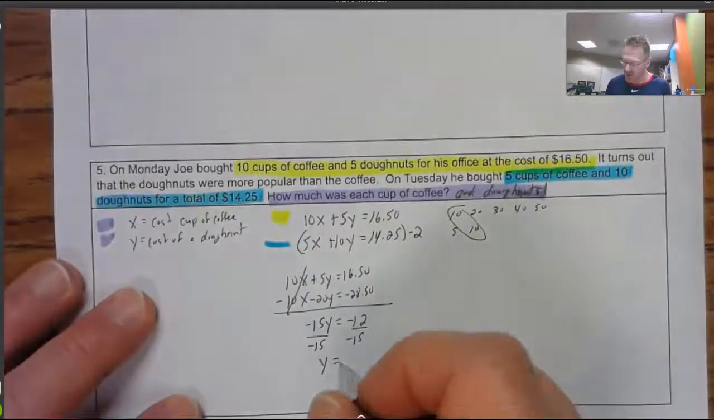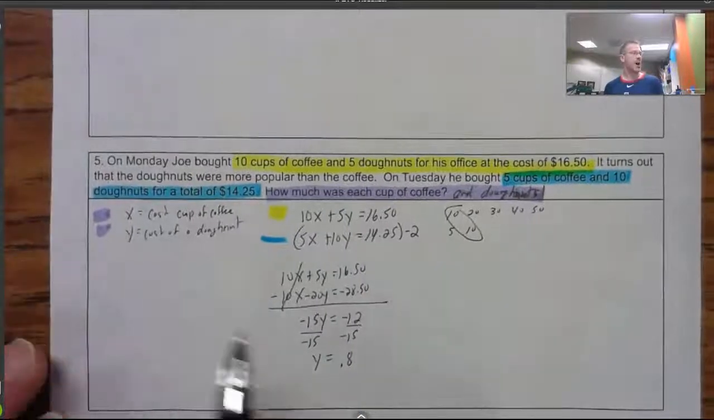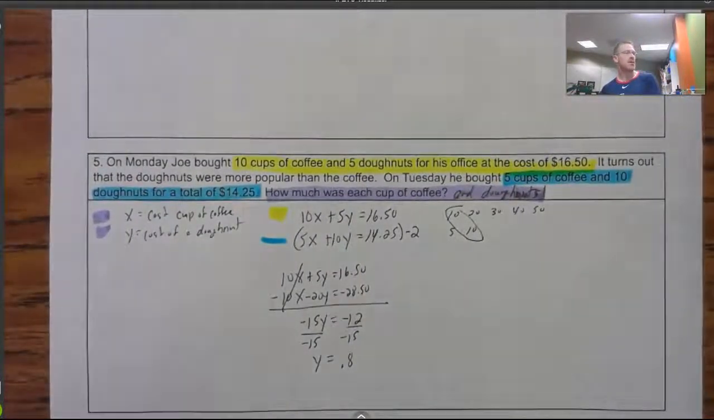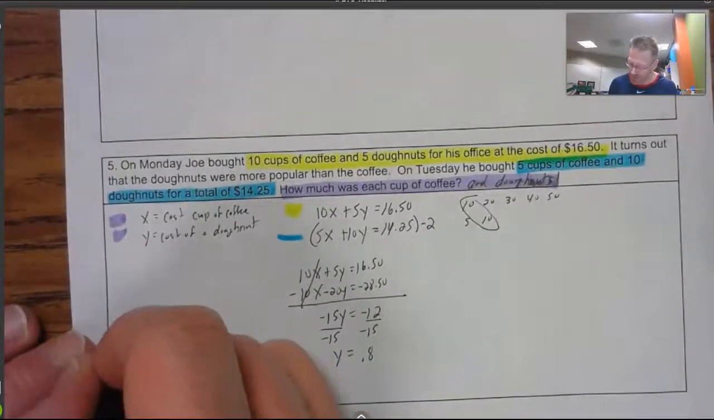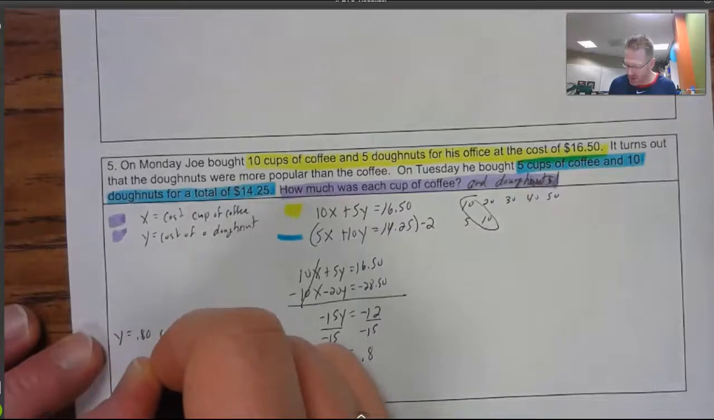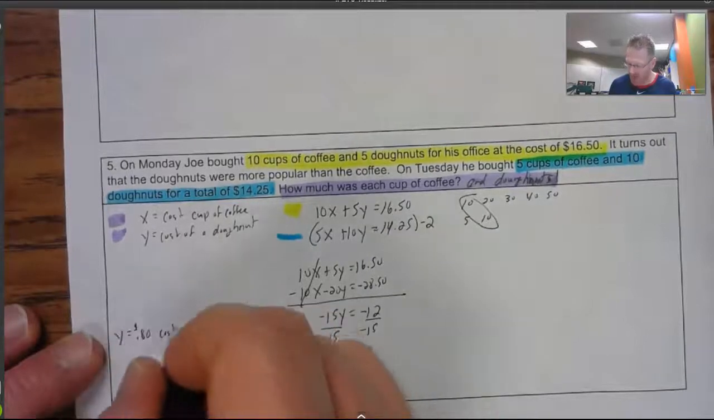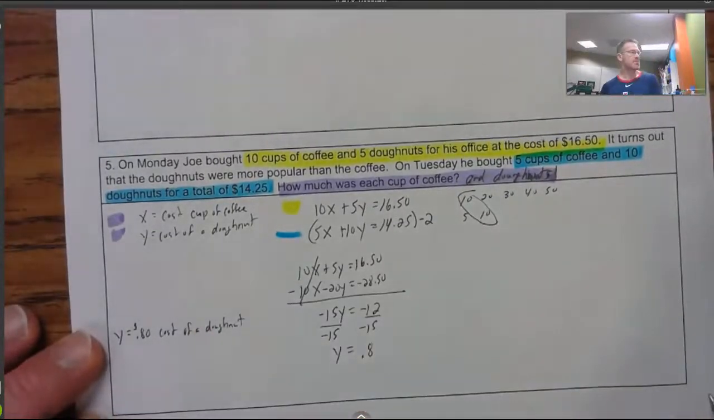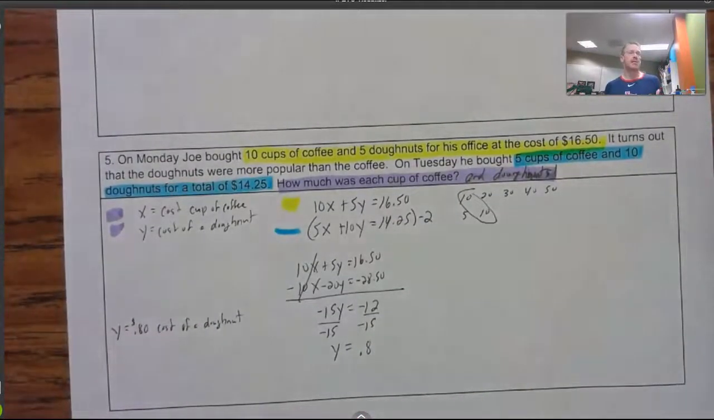Now let's think about what that means. 0.8. Remember, y is the cost of the donut. So if it's 0.8, that's really like 80 cents. So 80 cents is the cost of a donut. Put my little dollar sign there. And that seems about right. Not bad, right?